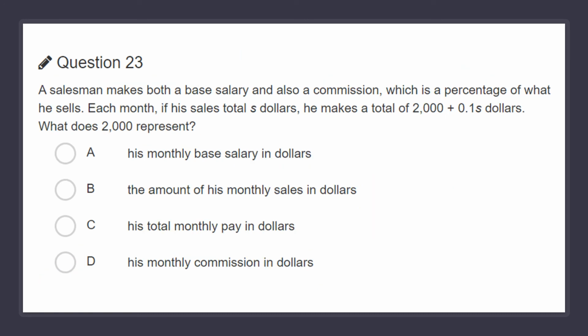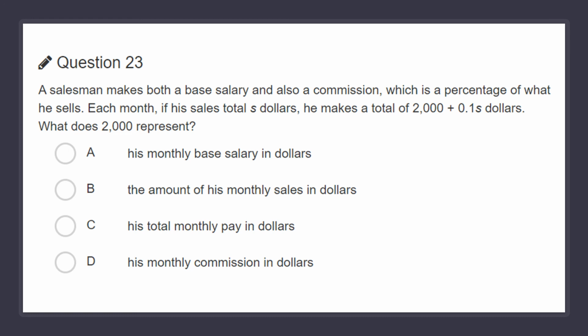23, a salesman makes both a base salary and also a commission. In case you're not familiar with what that means, base salary is how much you get paid no matter what, and commission is a percentage of what you sell. That would vary from job to job. Like if you're a car salesman, you get a commission based on the cars that you sell. Each month, if he sells a total of S dollars, he makes a total of 2,000 plus 0.1 S dollars.